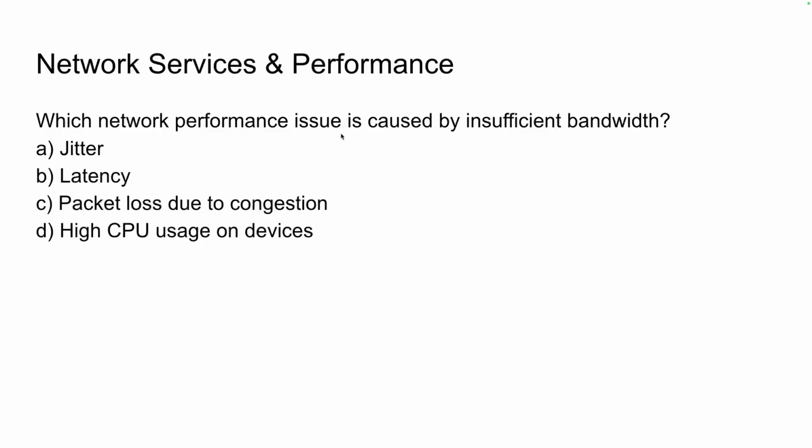Which network performance issue is caused by insufficient bandwidth? So jitter is the variation in speed. Latency is the speed. Packet loss due to congestion could be insufficient bandwidth. High CPU usage on devices, not really. I don't think this even has anything to do with it. So it would be packet loss.